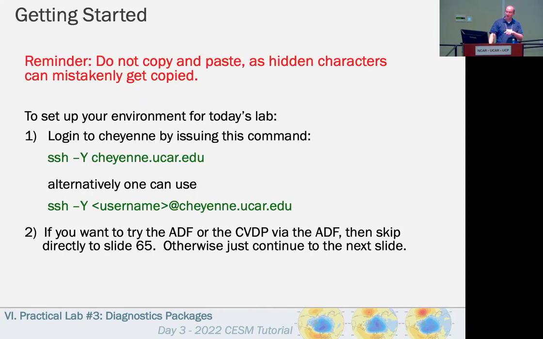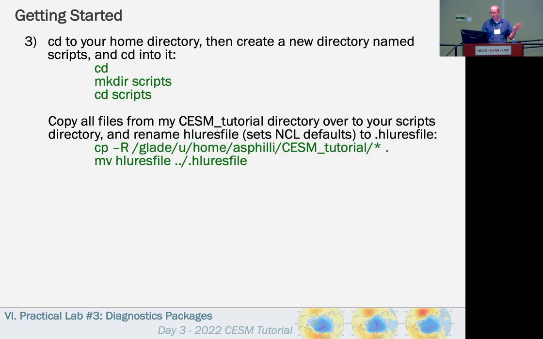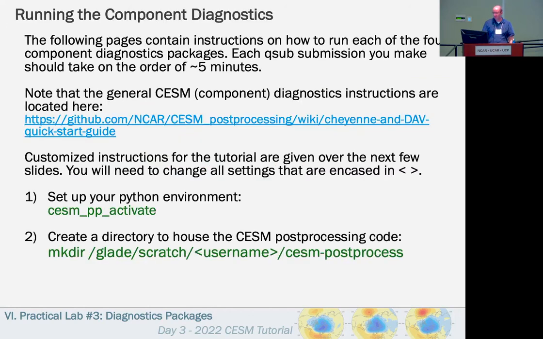And then if you're doing the ADF or CVDP, you'll skip ahead. Otherwise, you're going to want to copy, just like you did yesterday and the day before, an environment file. So .profile, or if you're one of those crazy CSH people, you can do TCSHRC. And you want to source that. Then you're going to make a scripts directory, and you're going to copy again Adam Phillips's scripts, which contain all these diagnostics in an already set up fashion, into that directory.